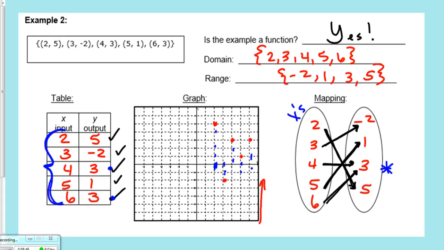5, we're good. 6, we're good. Notice, these are on the same horizontal line, but that's okay. Looking at the mapping, again, I see only one phone call coming out of each one of these x values. And that is what we want. As long as there's one arrow coming out, we're good. Two arrows coming in here on the 3, that's all right. We are okay with that, okay?